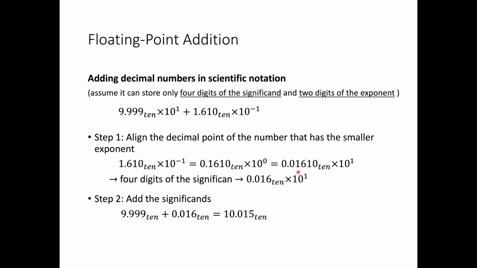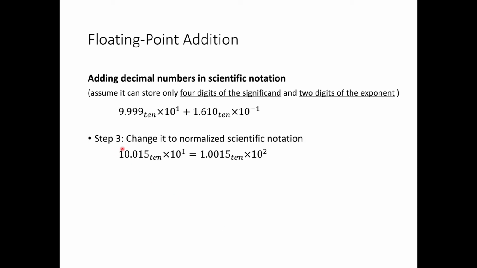After we get this exponent aligned, then we can add the significands. So 9.99 plus 0.016, we get 10.015. Then the summation is 10.015 times 10 to the power 1.